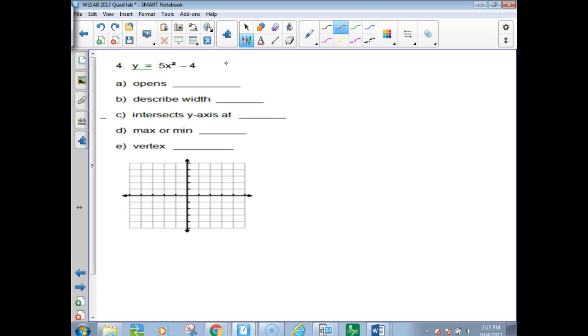This one will open up, because A is positive. The width will be narrower than a regular parabola, or skinnier. It intersects the y-axis at 0, negative 4. Since it's opening up, it will have a minimum. And the vertex is at 0, negative 4. Okay, putting in 1 and negative 1 will give you the same values. So that's going to be 5 minus 4, which is 1. And then negative 1 would also give you a positive 1.